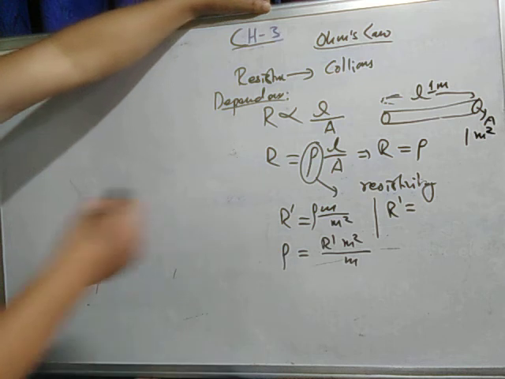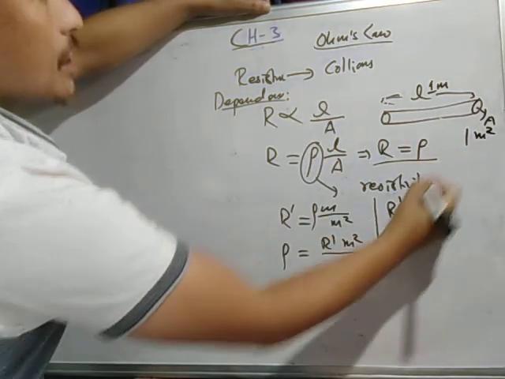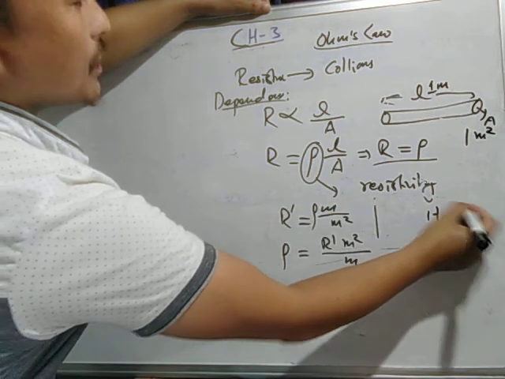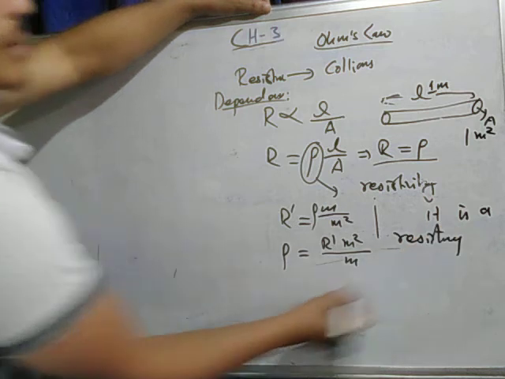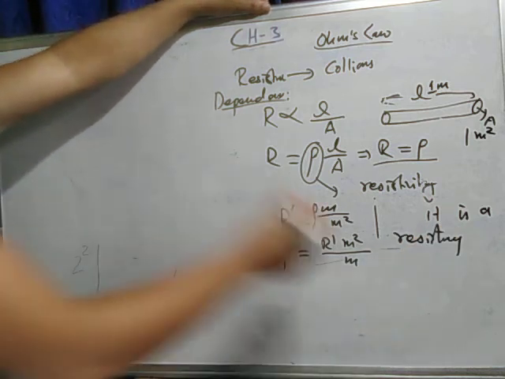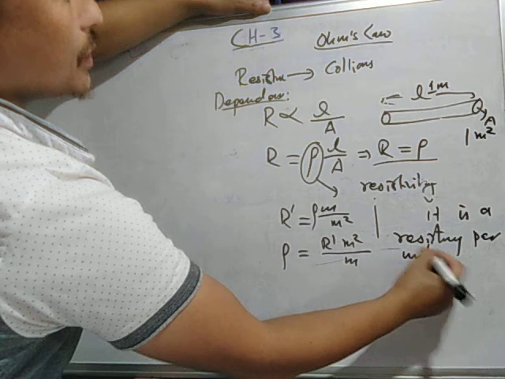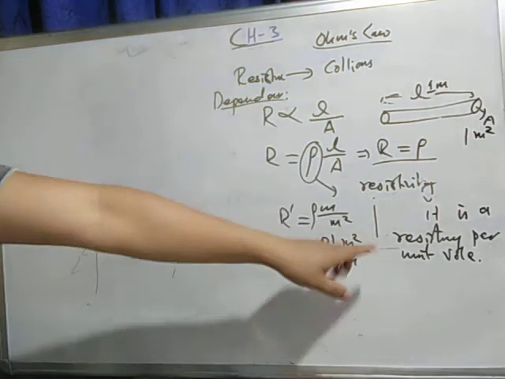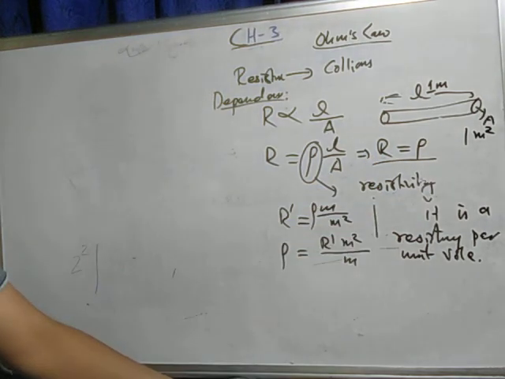So the definition of resistivity is what? It is a resistance, isn't it? It is a resistance per unit volume. So resistivity is nothing but resistance per unit volume, clear?